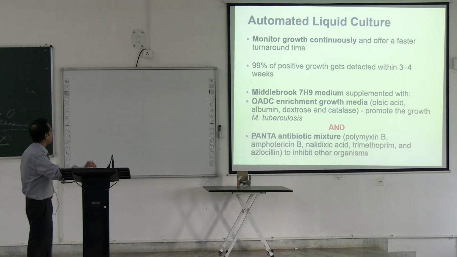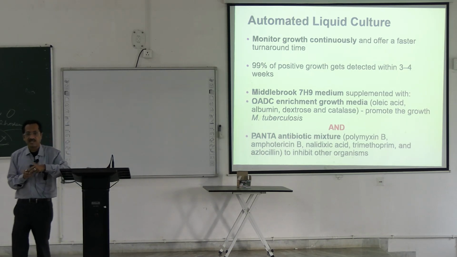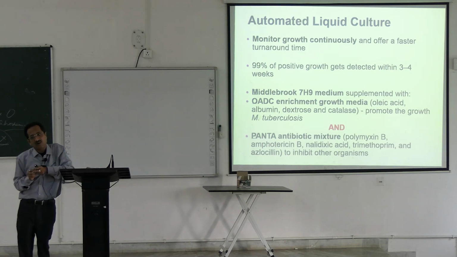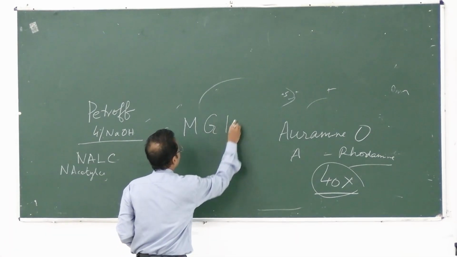Now automated liquid culture. What are the advantages of liquid culture? Automated liquid culture: BACTEC, BACT/ALERT or MGIT, the three methods of automated liquid culture. MGIT is a fluorescent based system. What is MGIT? Mycobacterium growth indicator tube.